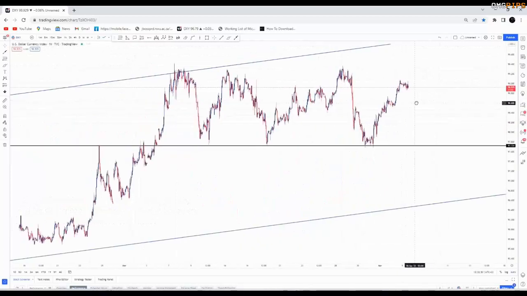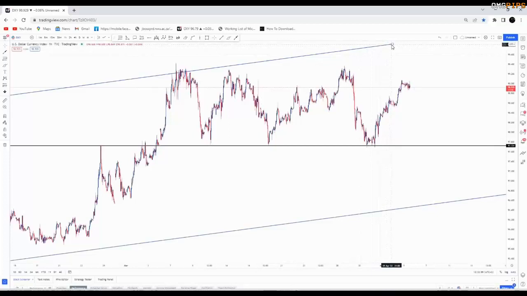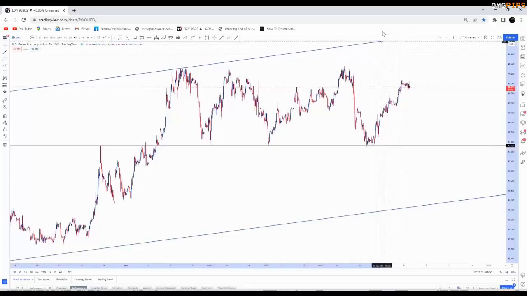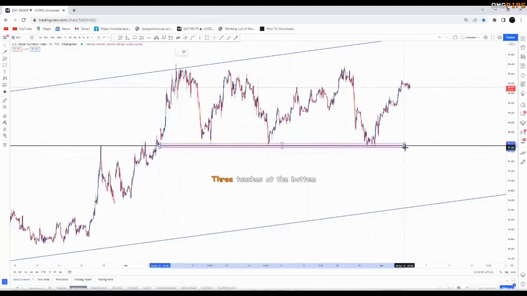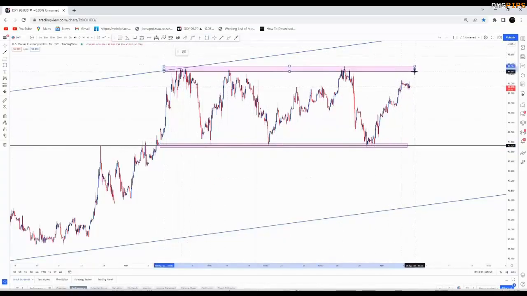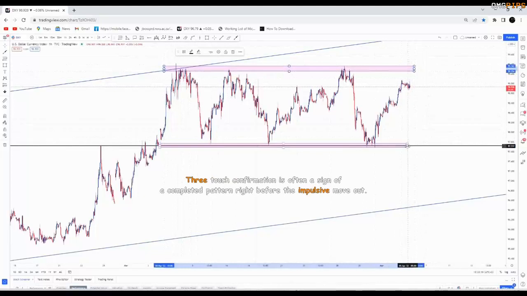When we go on an hourly time frame, we understand why we said that, in the sense that the market is currently moving in a ranging format. Why am I saying that? If we look at the bottom, we have 3 touches at the bottom, and we also have 3 touches at the top. So it's a triple top, and it's also a triple bottom. There's a conflict between buyers and sellers.